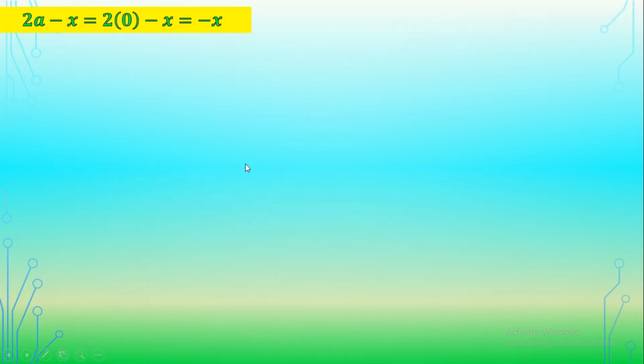Now if you know something, let's calculate 2a minus x. A is 0, then 2a minus x is 2 times 0 minus x. 2 times 0 is 0, and 0 minus x is equal to minus x. Now if we want to calculate f of 2a minus x, then we just need to calculate f of minus x. We replace 2a minus x by its answer, which is minus x.